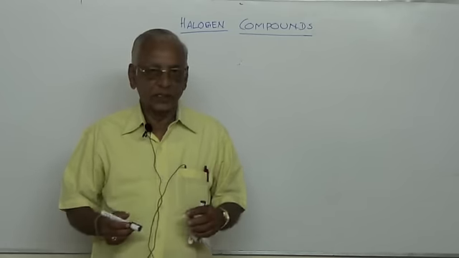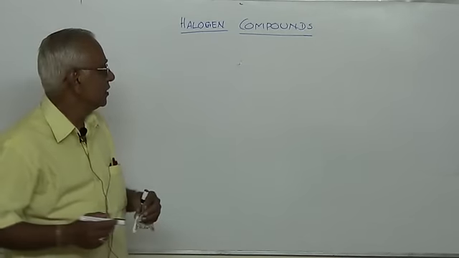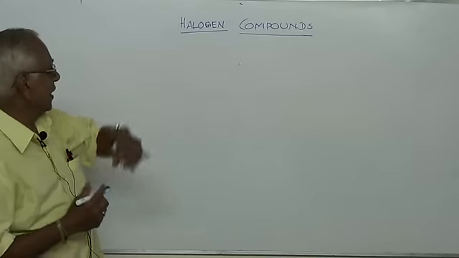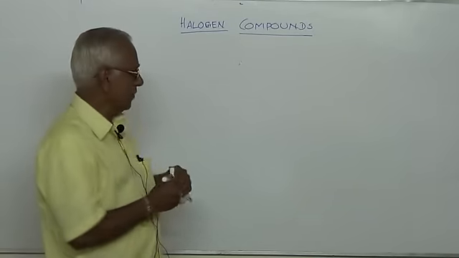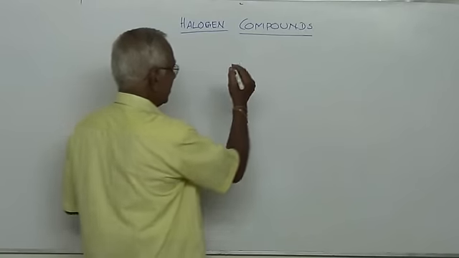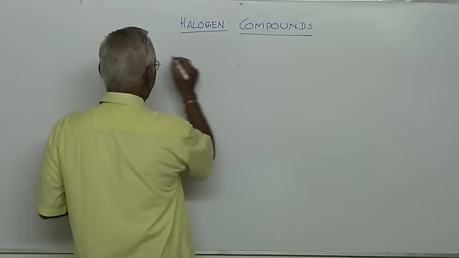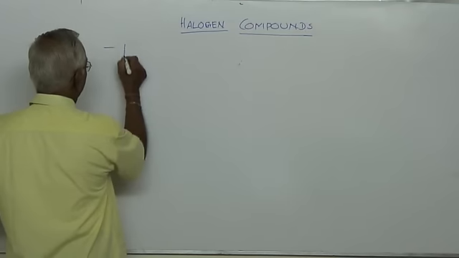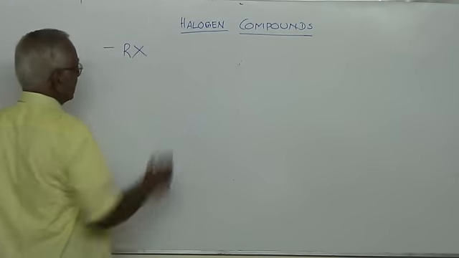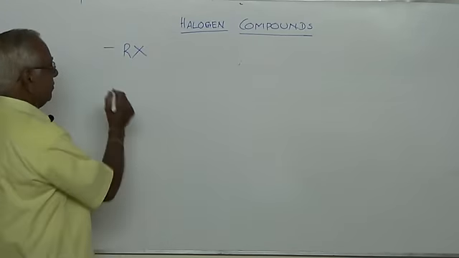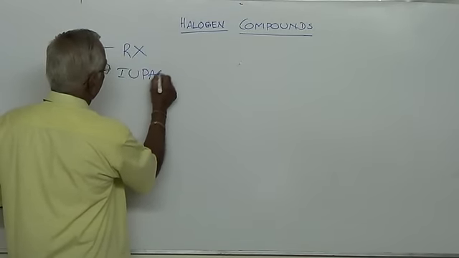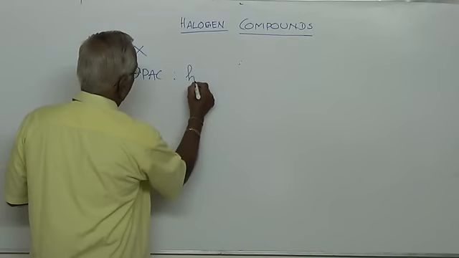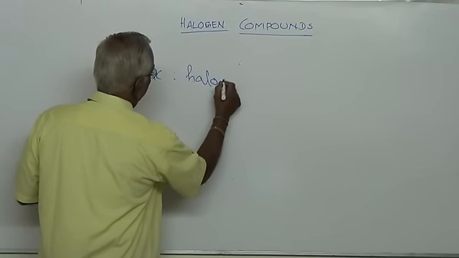Dear students, today I would like to explain halogen compounds, organic halogen compounds. They are generally represented by RX. The IUPAC name of the halogen compounds is known as haloalkane.